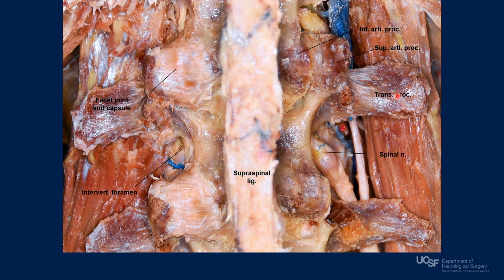Anterior to the transverse process, we see the quadratus lumborum, and as we mentioned, from this side, there's an intervertebral foramen. What we're seeing here is the exit of a spinal nerve.